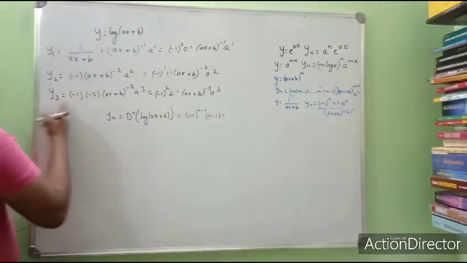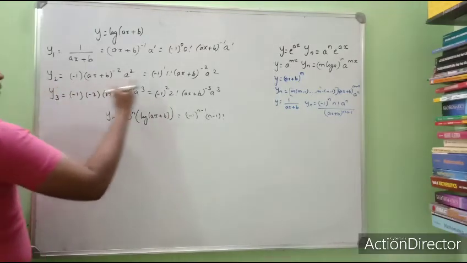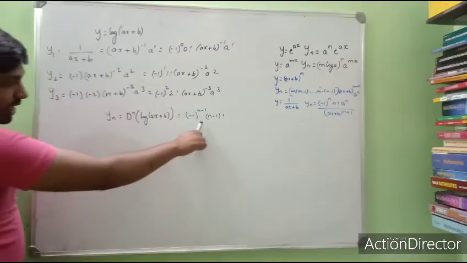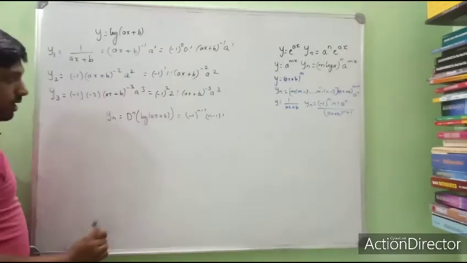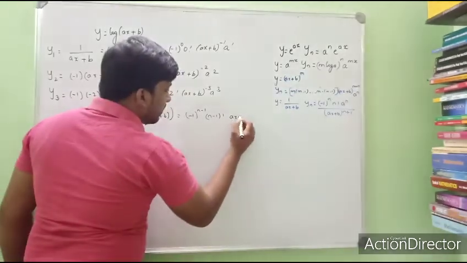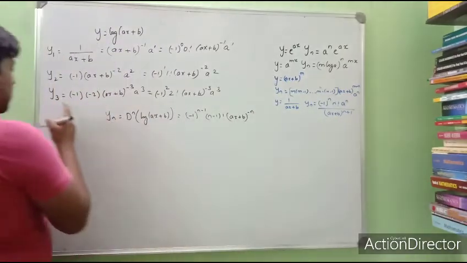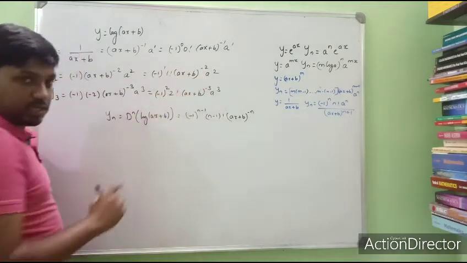Because if it is the third derivative, you have 2 factorial. If it is the second derivative, 1 factorial. If it is the first derivative, 0 factorial. So this is (n minus 1) factorial. We can write it like this, and (ax plus b) to the power of minus n. With the third derivative, we have 3, but with the minus sign, minus n.